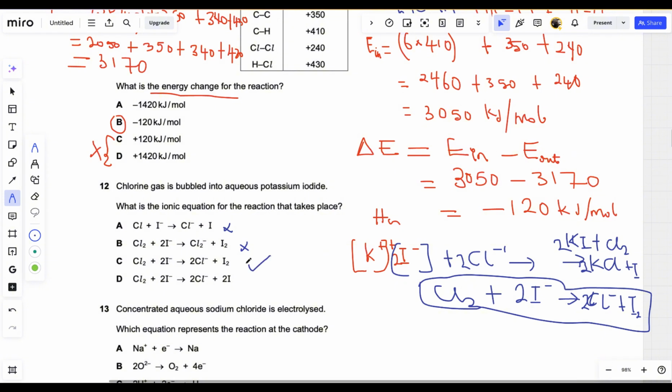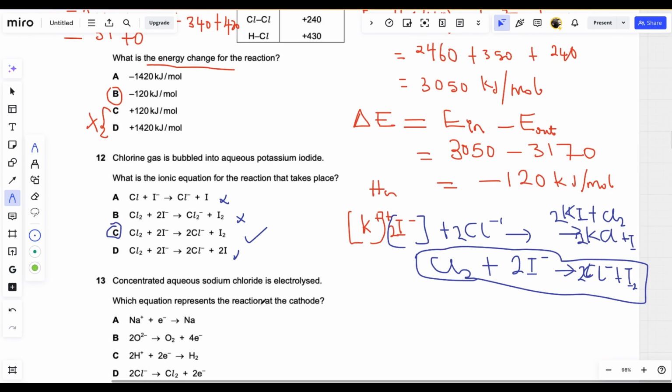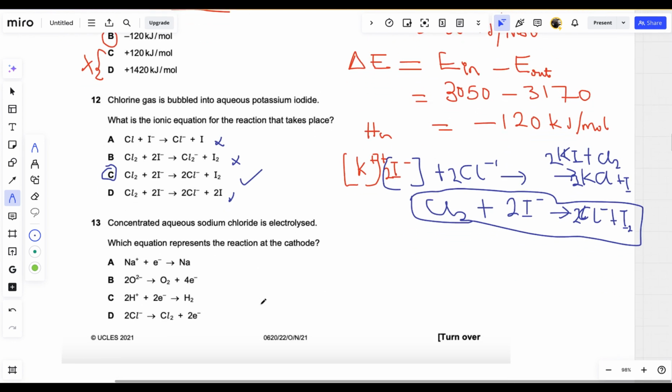C is correct. Okay, and D, let's see this one. Produce this plus, no, not two molecules. D is wrong. So C is the most correct answer for this reaction. We'll go to question 13. And let's see what we have for question 13.